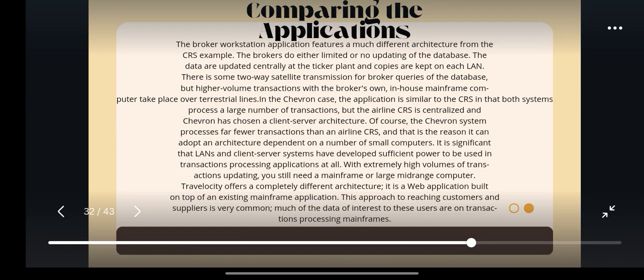It is significant that LANs and client-server systems have developed sufficient power to be used in transaction processing applications at all. With extremely high volumes of transaction updating, you still need a mainframe or large mid-range computer. The Velocity offers a completely different architecture. It is a web application built on top of an existing mainframe application. This approach to reaching customers and suppliers is very common. Much of the data of interest to these users are on transaction processing mainframes.